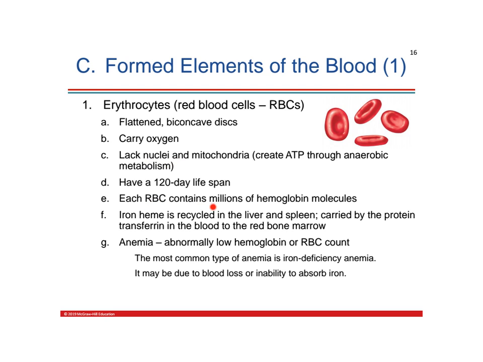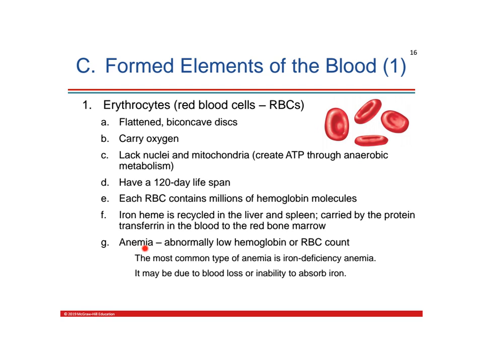Each red blood cell contains millions of hemoglobin molecules. Associated with each hemoglobin is the iron heme, which is recycled in the liver and the spleen. It's carried by the protein transferrin into the blood to the red bone marrow. So red bone marrow is where the red blood cells are actually generated.